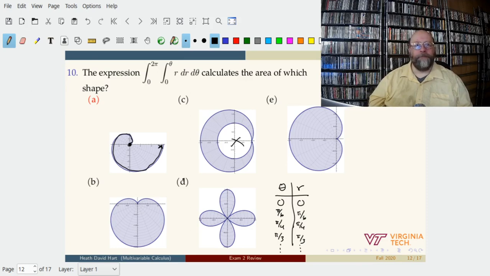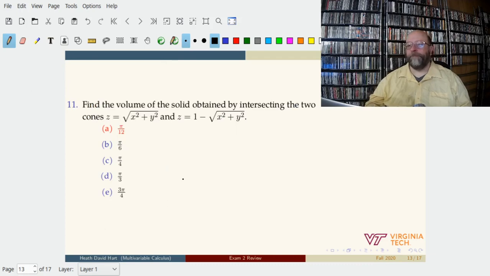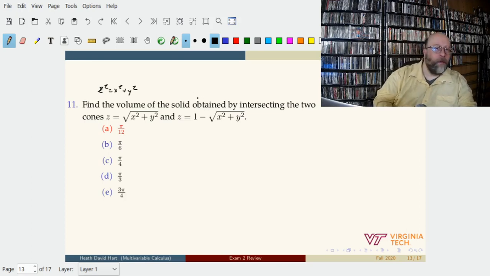All right. Let's keep going. Find the volume of the solid obtained by intersecting these two cones. So this is a cone, z squared equals x squared plus y squared. And this is a cone, z minus 1 squared equals x squared plus y squared.